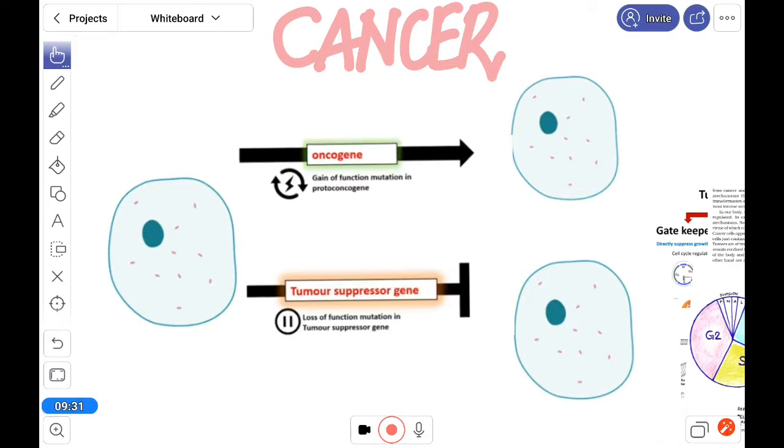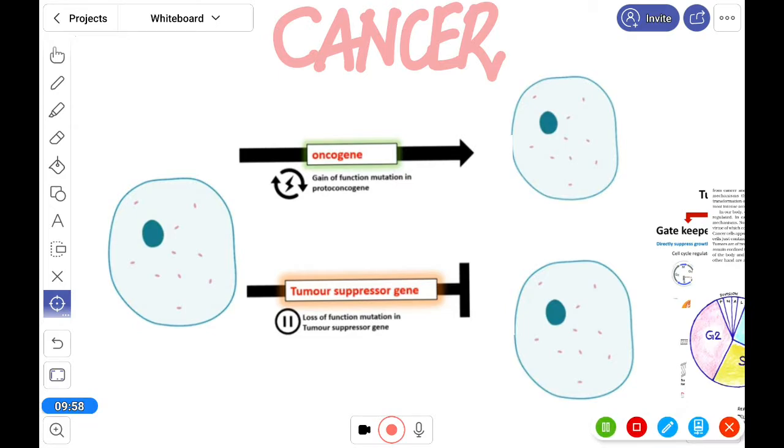Let us see this. When a proto-oncogene converts into an oncogene, it gains function through mutation, and the tumor suppressor gene is a loss of function through mutation. Let's look at this to understand the fact.